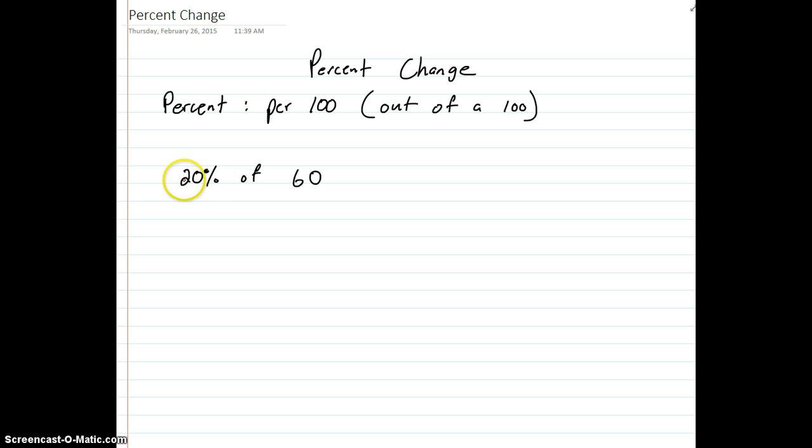And so the first thing you're going to do is convert this 20 to a decimal, and the easiest way to do that is by moving the decimal 2 places to the left, so it becomes 0.2. Of, in math, means multiply, so now we're going to multiply, so it becomes 0.2 times 60. So off to the side, you're just going to go 60 times 0.2, and that gives us 120. But you need to take this decimal and move it back one place, and so our final answer is equal to 12.